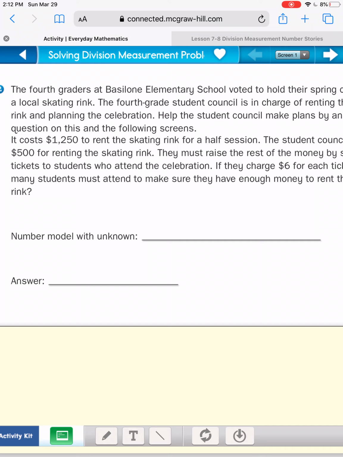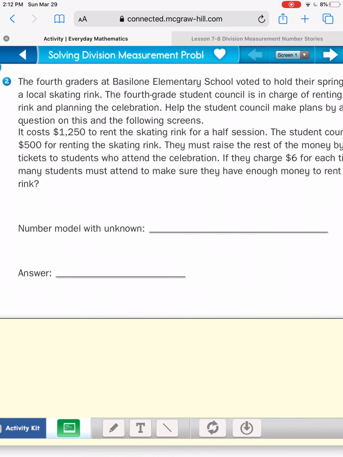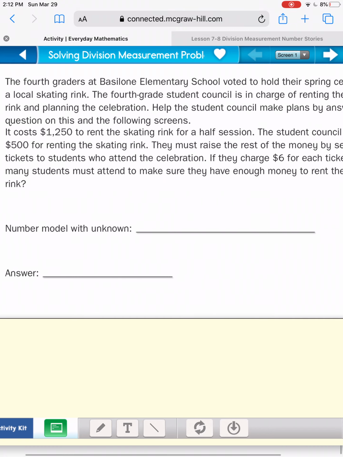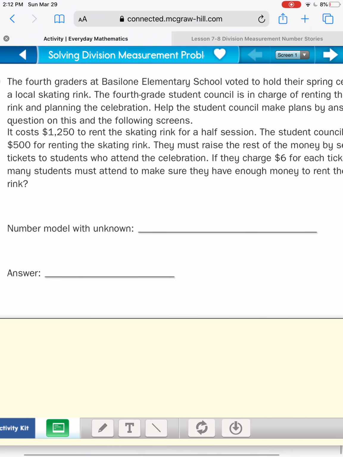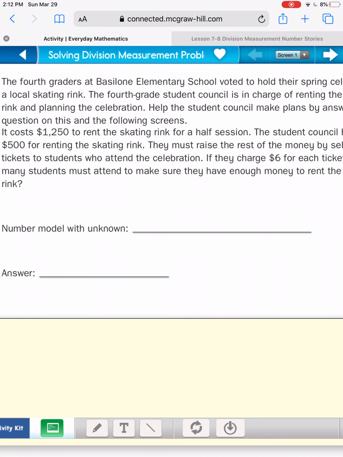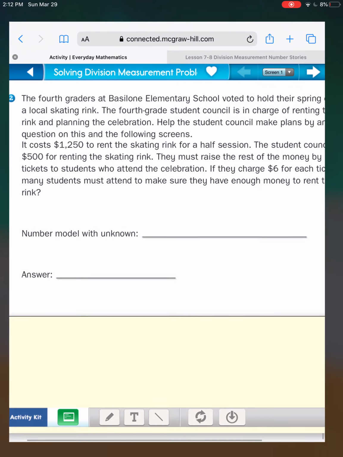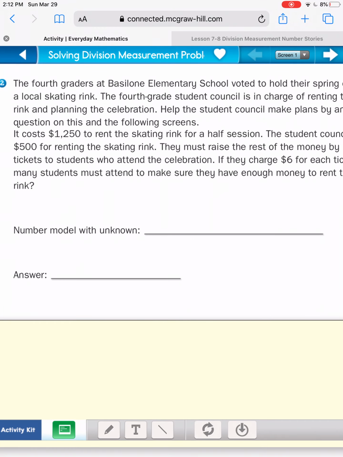So it costs $1,250 to rent the skating rink for half of a session. The student council already has $500 for renting the skating rink. They must raise the rest of the money by selling tickets to students who attend the celebration. If they charge $6 for each ticket, how many students must attend to make sure that they have enough money to rent out the skating rink? So we need to write a number model with an unknown. And we're going to do that right now.